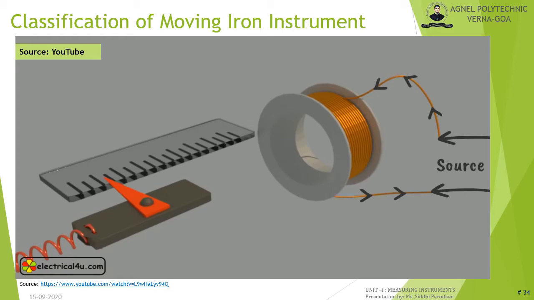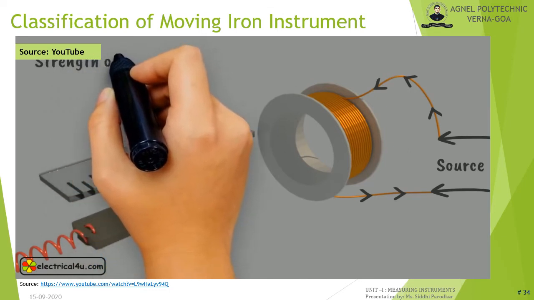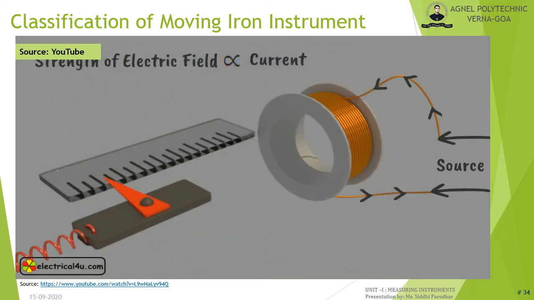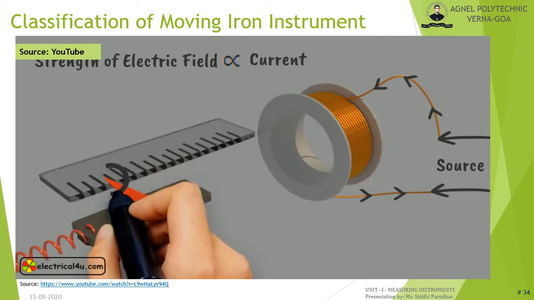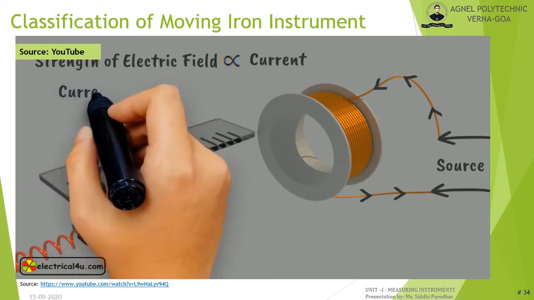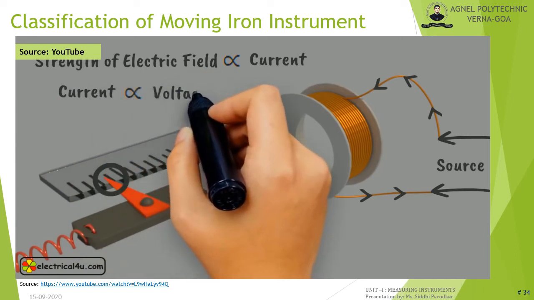A pointer is attached or fixed to the vane. As the movement of the vane depends on the strength of electric field of the coil, the position of the pointer also depends upon the strength of the electric field. The strength of electric field is proportional to the current through the coil. Hence, position of the pointer can indicate the quantity of current in the circuit. Here it indicates how much current is supplied by the source.